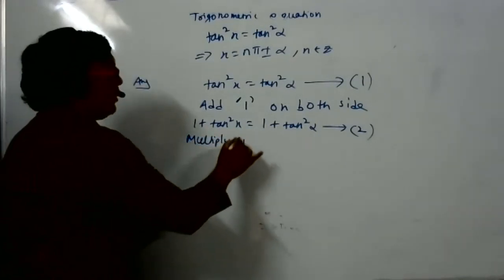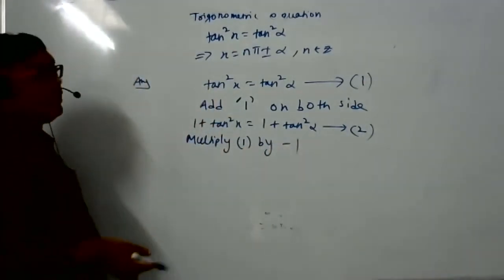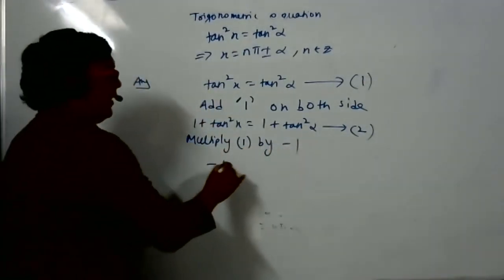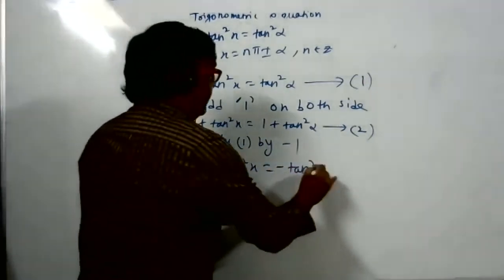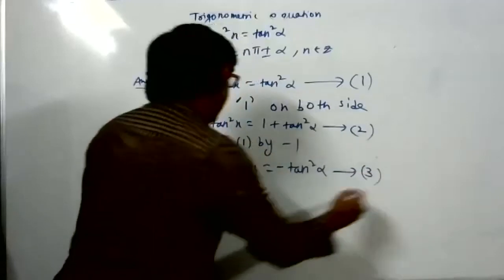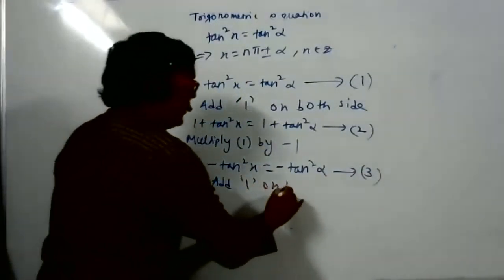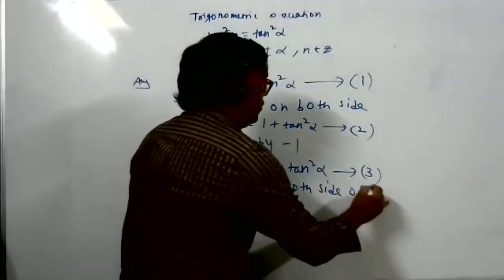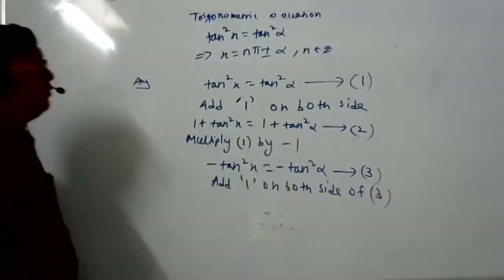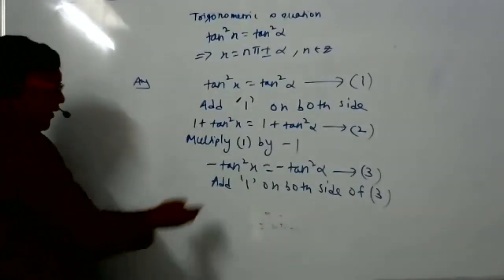Multiply the first equation by -1. Minus tan square x, minus tan square alpha. Third equation: add 1. Sir, you can directly do it using the identity 1 plus tan square theta is equal to sec square theta. Very good, that way also we can do it. But let us do it this way.